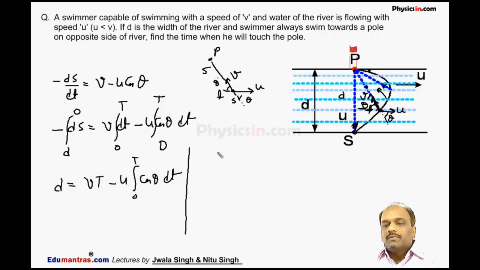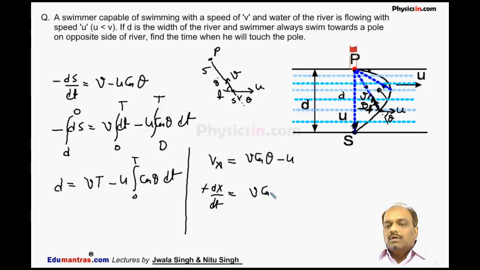So now assume the velocity of the swimmer along the x-axis. The velocity of the swimmer along the x-axis with respect to ground can be written as v cos theta minus u, because water is flowing in this direction with speed u and the swimmer is moving with speed v. So the horizontal component of velocity is v cos theta minus u. Vx is dx by dt, so it is equal to v cos theta minus u. So dx can be written as v cos theta into dt minus u into dt.